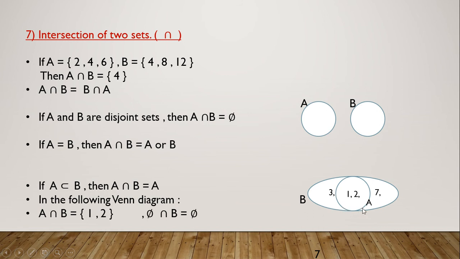In the following diagram, A equals {1, 2}, B equals {3, 7, 1, 2}. Then A intersect B, they are the common elements in A and B, the 1 and the 2, which are all of A. So if A is a subset of B, then A intersect B equals A. What about phi intersect B? Phi. Phi intersect any set gives phi.